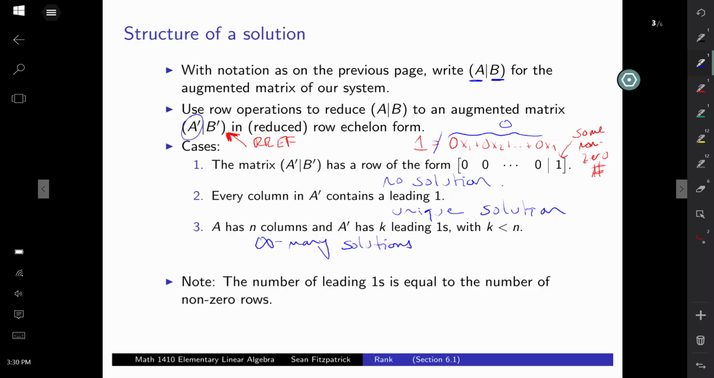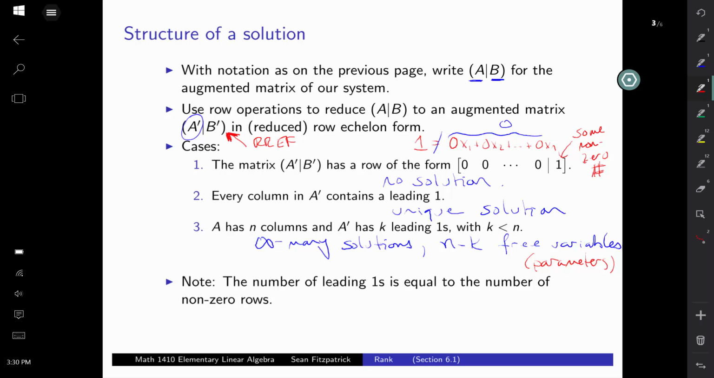We know that every variable that doesn't get a leading 1 is going to be a free variable. So we know how many free variables we're going to have. If there are n variables in total, k of them come with leading 1s, then we have n minus k free variables. Okay? So n minus k free variables, or if we prefer, we can think of these as our parameters.